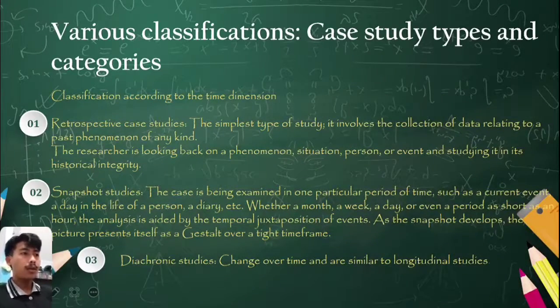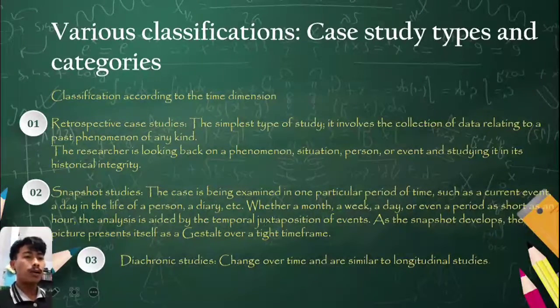Various classifications of case study types categorize them according to the time dimension. Number 1, retrospective case studies. The simplest type of study. It involves the collection of data relating to a past phenomenon of any kind. The researcher is looking back on a phenomenon, situation, person, or event and studying it in its historical integrity.